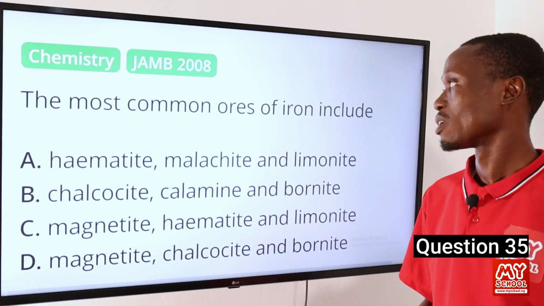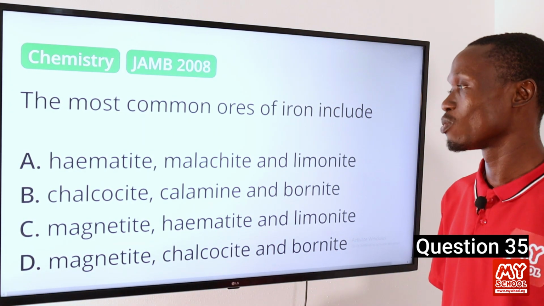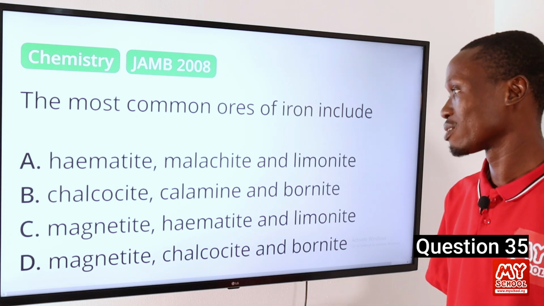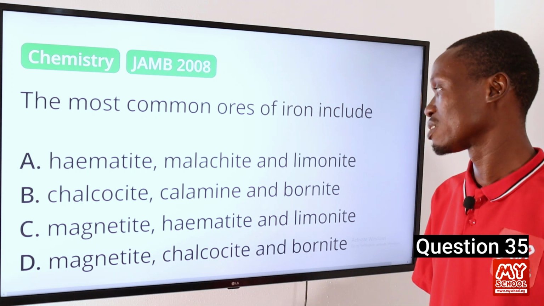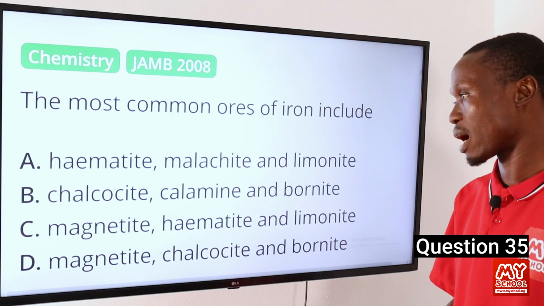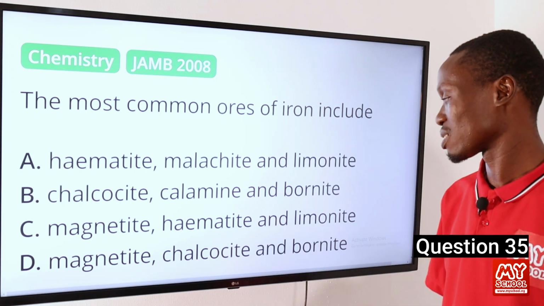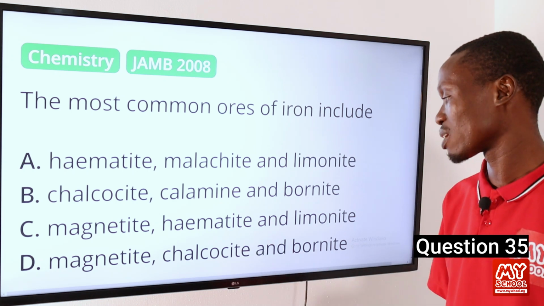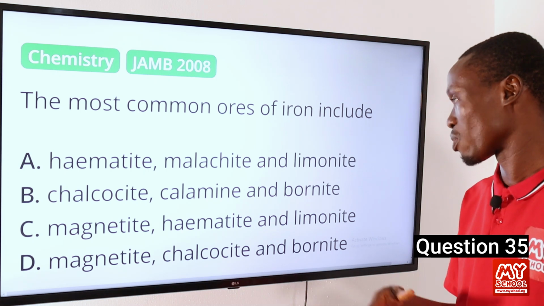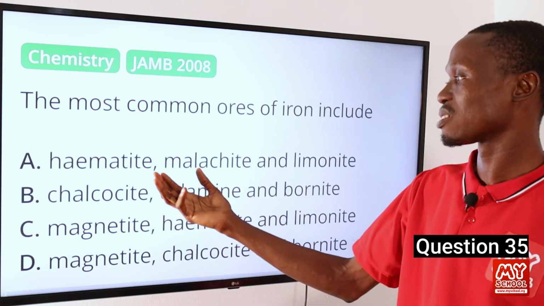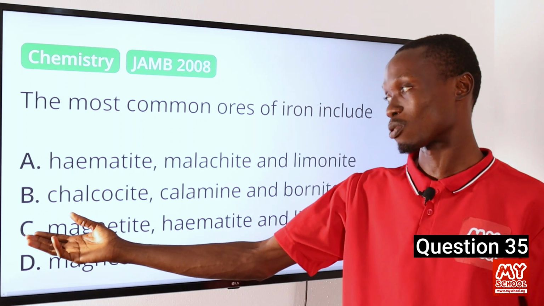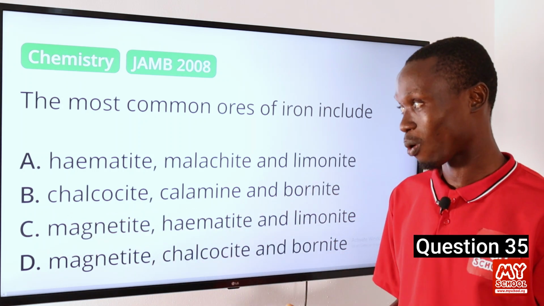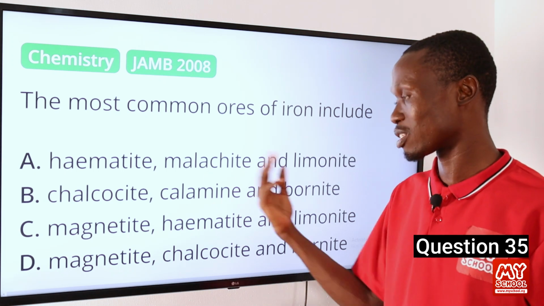Question 35. The most common ores of iron include A, hematite, malachite, and limonite. B, we have chalcocite, calamine, and bornite. C, we have magnetite, hematite, and limonite. While D, we have magnetite, chalcocite, and bornite. Just take note that the answer to this question is option C. But chalcocite is an ore of copper. So just take note of that.